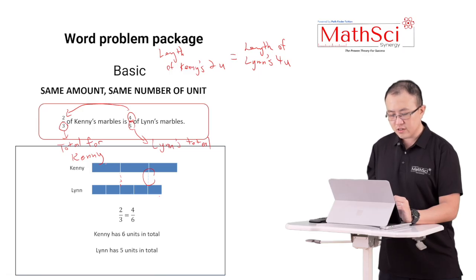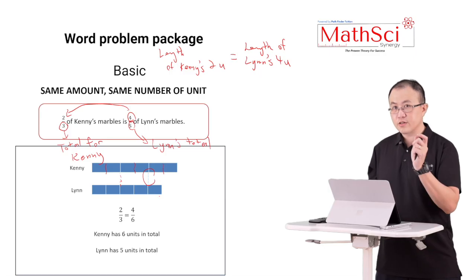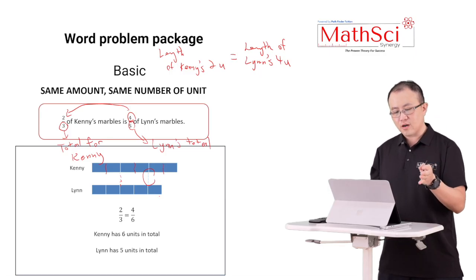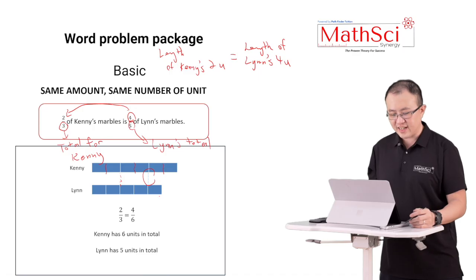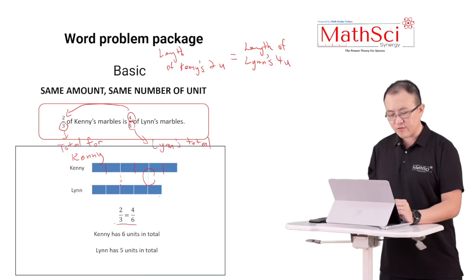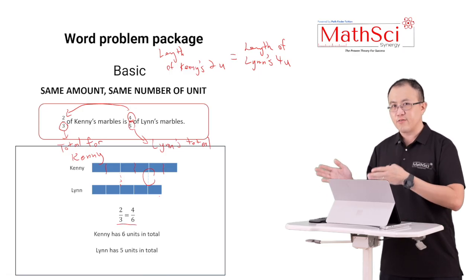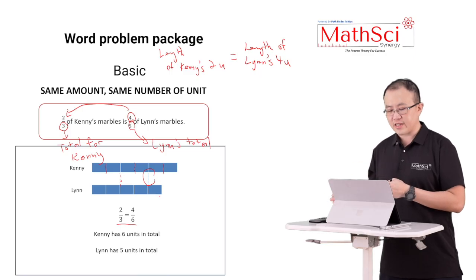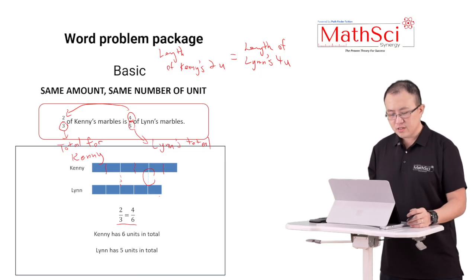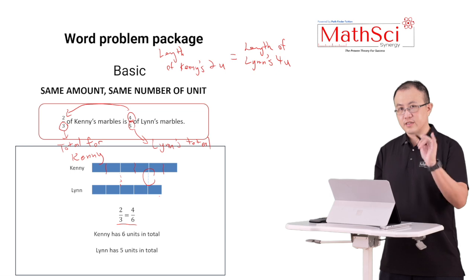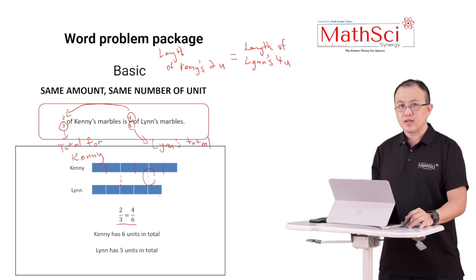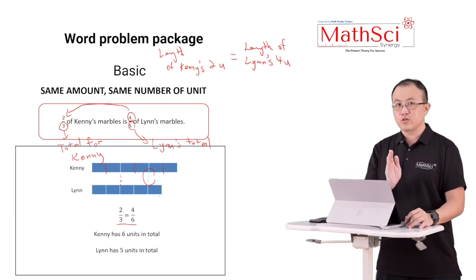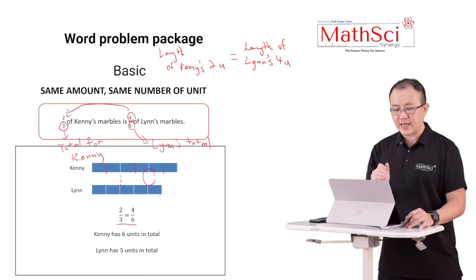Every unit for Kenny is 2 units of Lin. So if I make a cut here, here, and here, so every unit I cut into half, then you will see that Kenny actually got 6 units, which also means that if I change the fraction, the 2/3 is in fact 4/6, the equivalent fraction. They are the same fraction. So from here I conclude that Kenny actually has 6 in total and Lin has 5. And once you cut each box to be the same length, it's now possible to compare between Kenny and Lin.